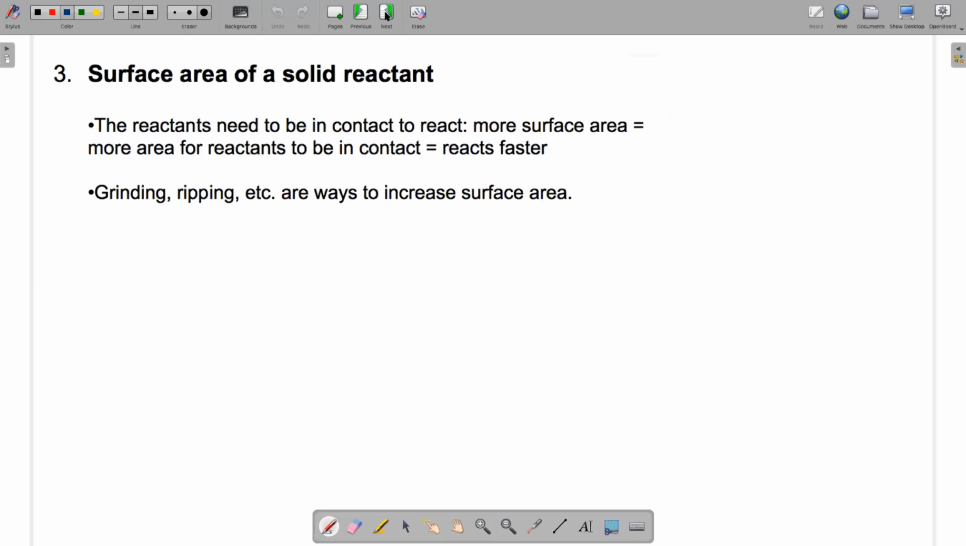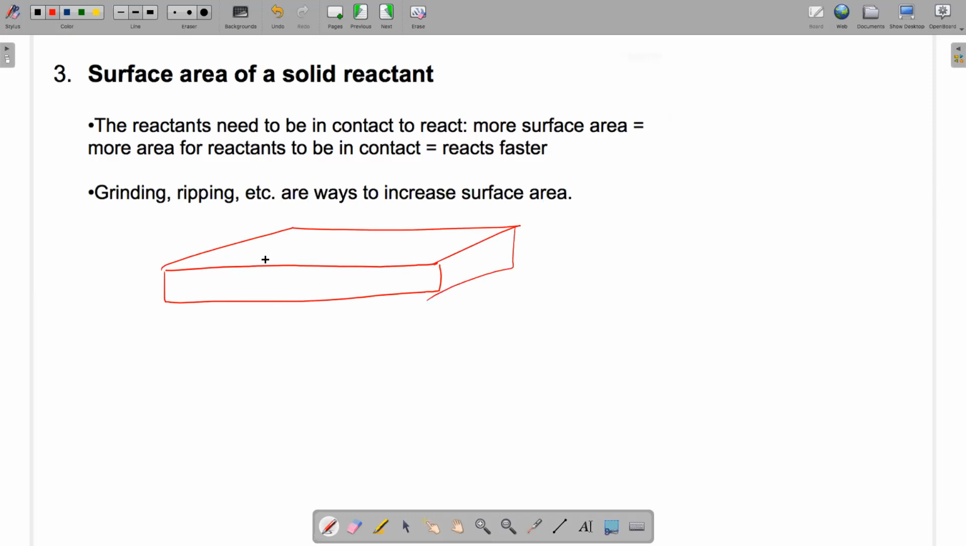Surface area makes a difference. Let's say you've got a piece of copper, like a coin. If the copper is a nice flat, smooth piece, it has a particular amount of surface area. If instead you slice that piece of copper into smaller pieces, you've increased the surface area, because the part that was in the middle is now separate. The total surface area is the external surface area.